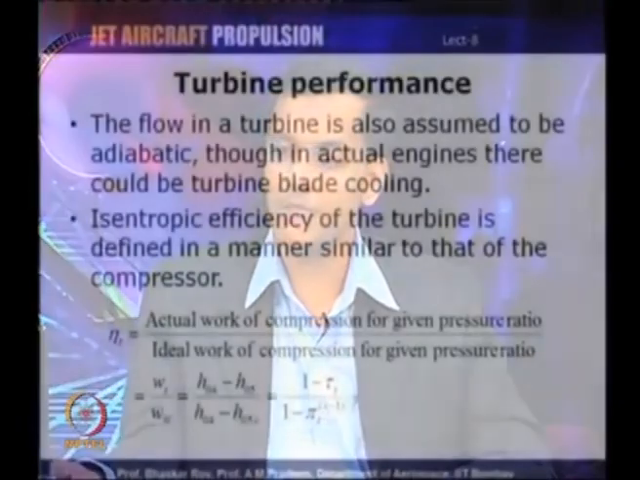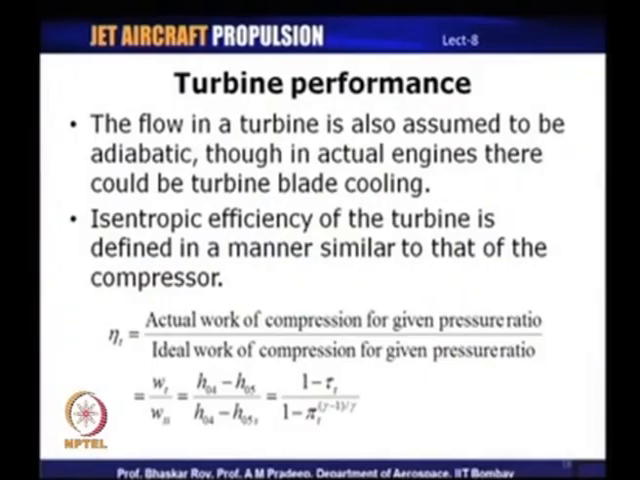So, in turbine performance, we will again be assuming that the flow through the turbine is adiabatic. In actual engines, of course, it is not really adiabatic, because there would be turbine blade cooling, and therefore there is actually a heat transfer taking place there, but we are going to assume that that is negligible here. So, the isentropic efficiency of a turbine we will define the same way as we defined it for a compressor.